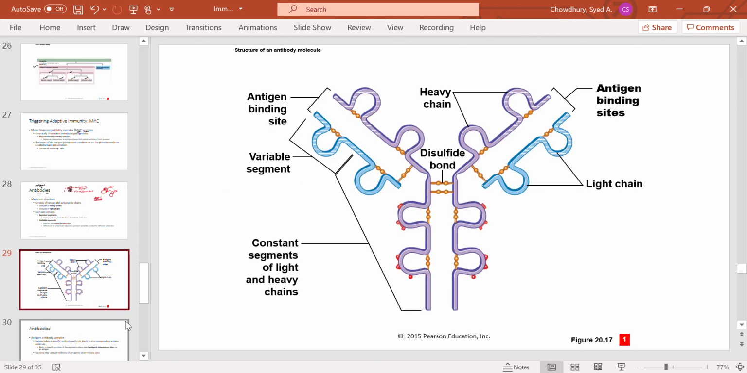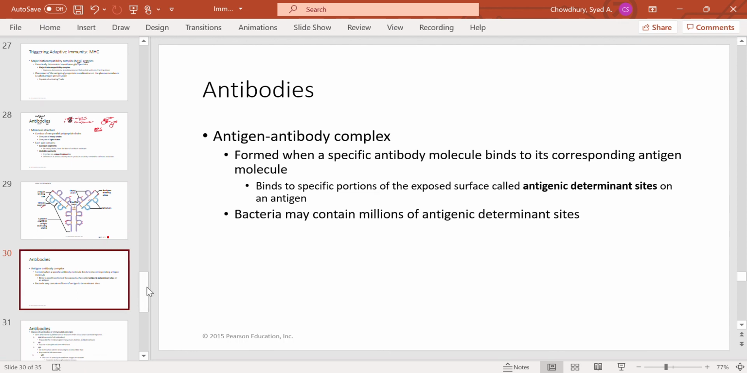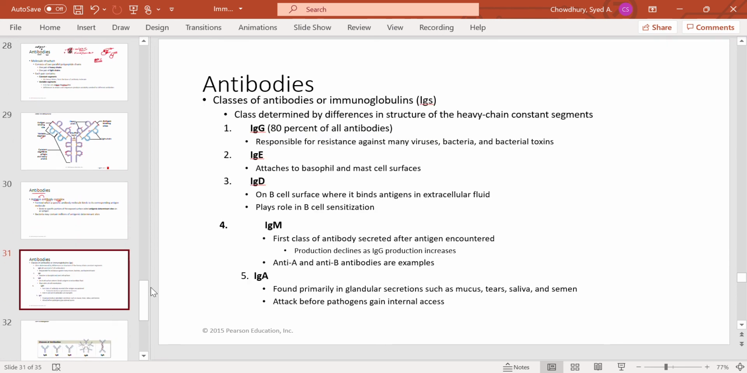So this is an antibody, and you can see the heavy chains and light chains, right, and antigen binding sites here, the variable segment and the constant segment. Okay. For antibodies to function, an antigen antibody complex must be formed. That means the antibodies must be attached to the antigens to form the complex, and when the complex is formed, that means antigen antibody binding takes place. Then a number of functions are activated to destroy the antigen.